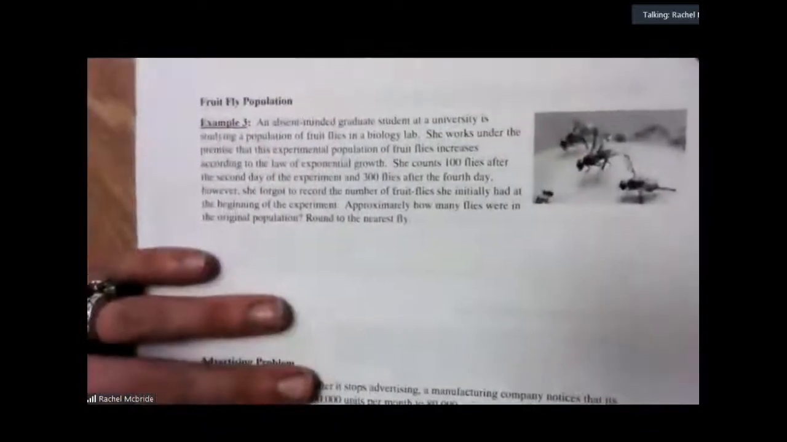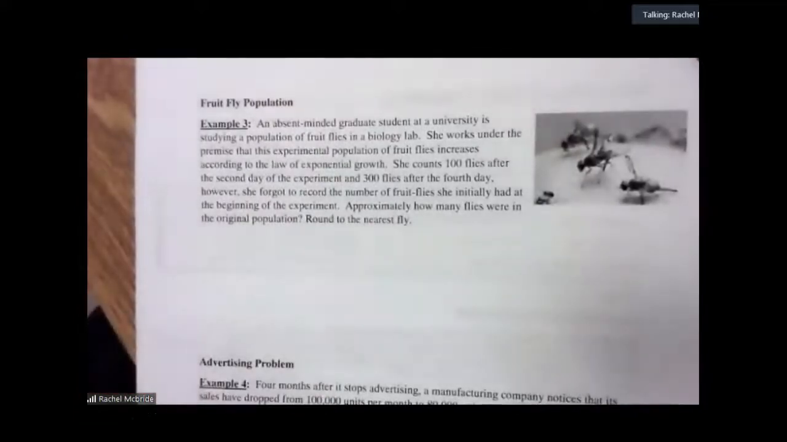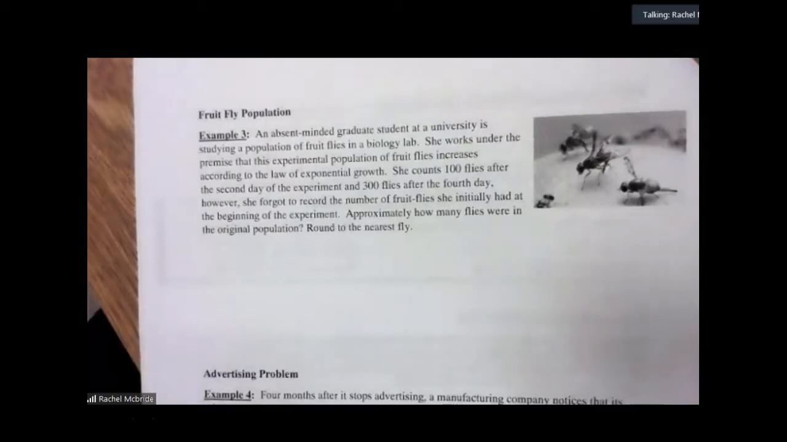So back at the beginning of the year, we actually started with a fruit fly population question. And we're kind of summarizing and getting to a point now where we're going to use that same type of question, but we're going to use it with growth and decay.